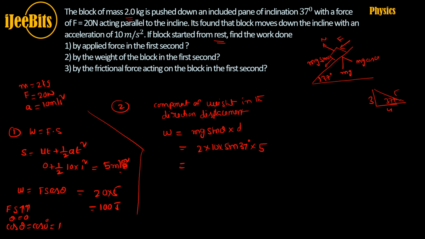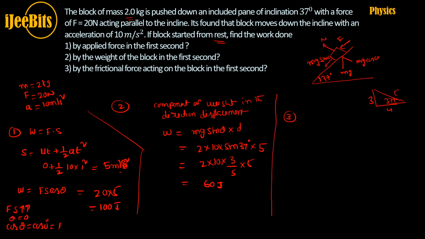So how much is this value? 2 into 10 into how much? This is sine 37, 3 by 5. 3 by 5 multiplied by 5. So this is cut. So 2 3s are 6, and 60. 60 joules would be your answer. Clear? Let's look at now what is the third problem.